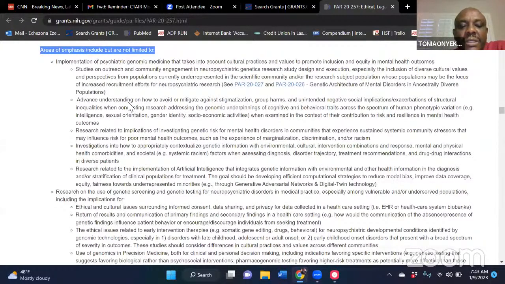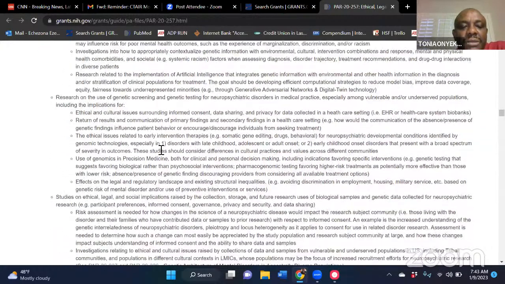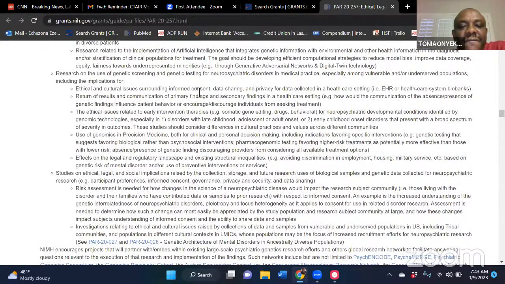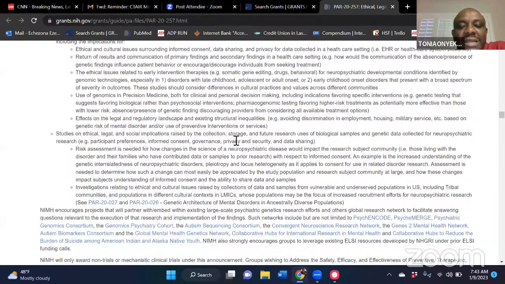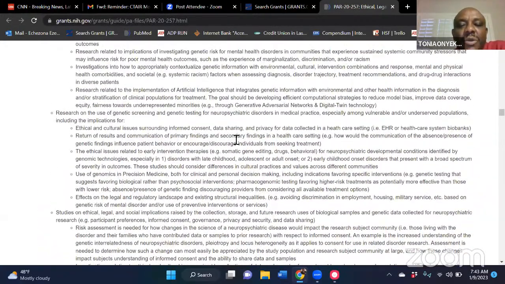So I'm not going to go into details on this, but I can show you things like studies on outreach and community engagement in neuropsychiatric genetics. Okay, research that is related to implication of investigating genetic risks for mental health in communities. You can go down and look at ethical and cultural issues surrounding informed consent, data sharing, privacy for data collection in a healthcare setting. So you can read through this and see the areas of emphasis that they have here and see whether this is an area that speaks to you. And that's how you begin to pick what you're going to do.